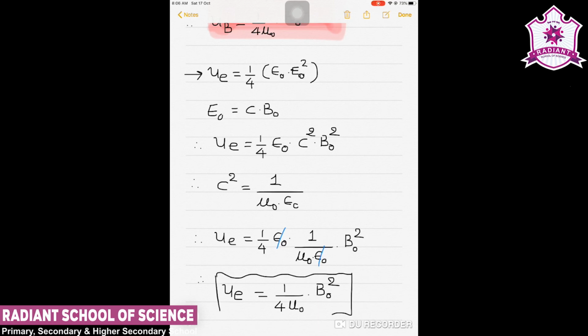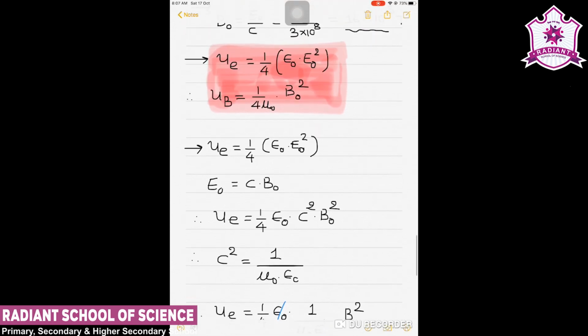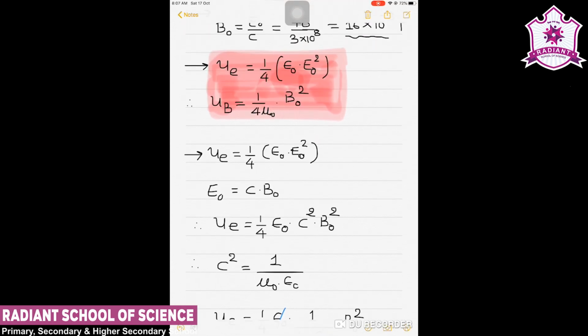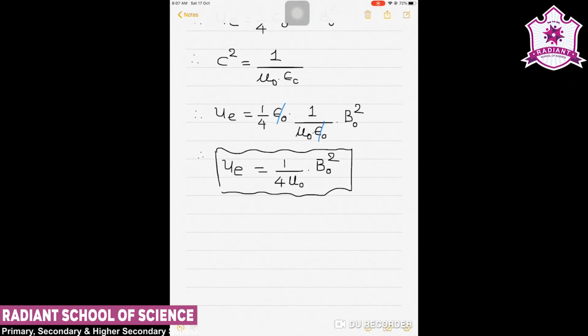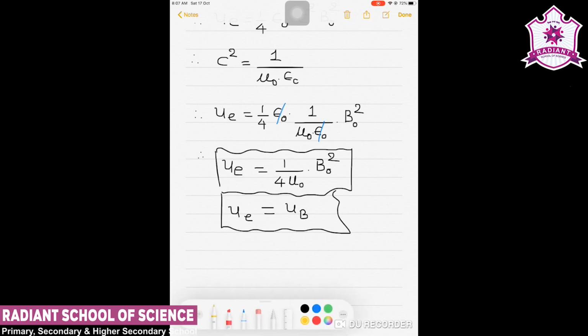So this is the comparison for E0, but if we go above, we find that this equation is nothing but the expression of B0 also, so it is in terms of the magnetic field. So we can say that ultimately this is nothing but UB. So here we have compared and got the result that UE is equal to UB, that is, the energy density is equal for both.